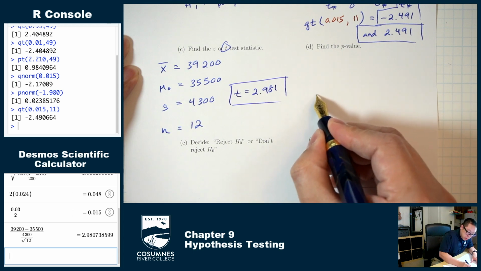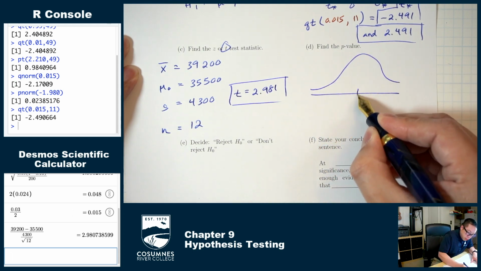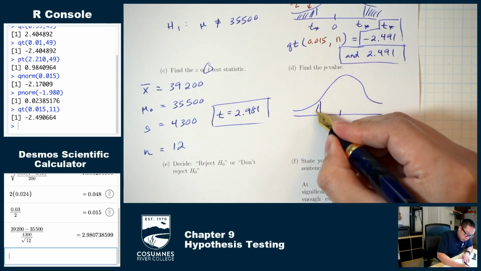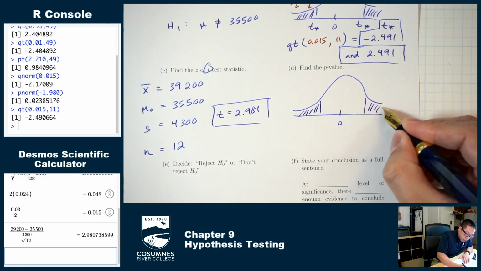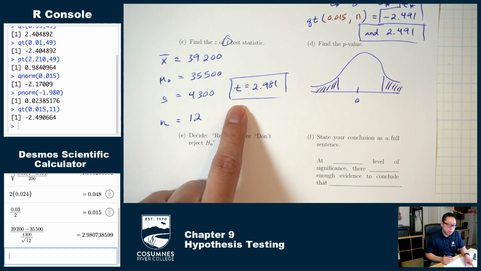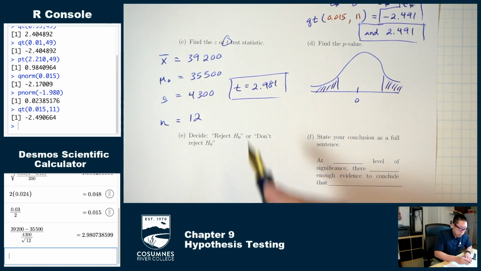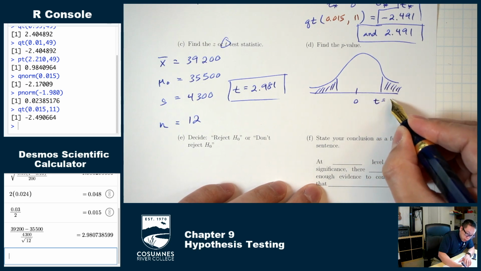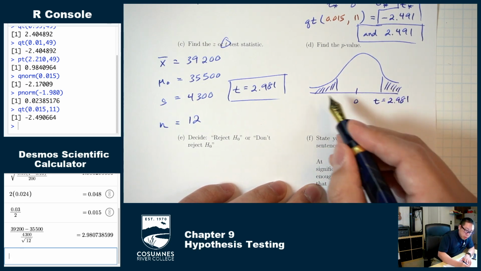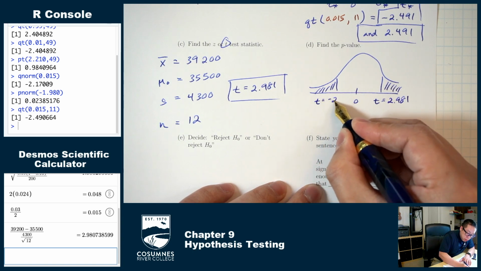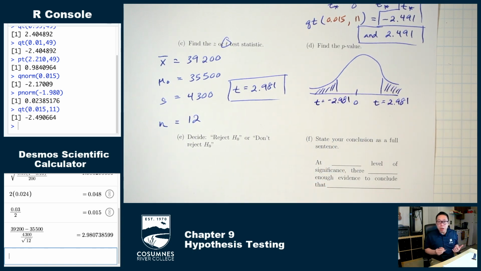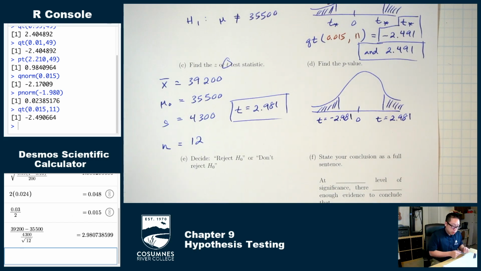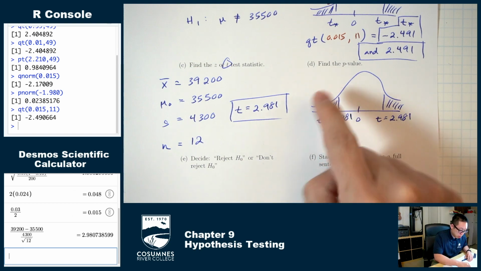Part D, draw your picture. Okay, this should be the same picture as part B, so it's going to be two tails. And put your test statistic that you found in part C on the picture. Positive 2.981 should refer to the one on the right, which means the one on the left is going to be negative 2.981. Okay, and your job here is to find the shaded area. This is going to be a t to area problem.